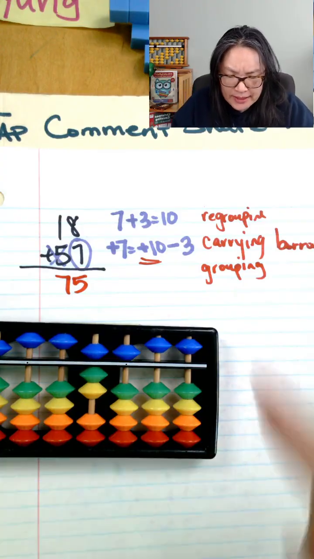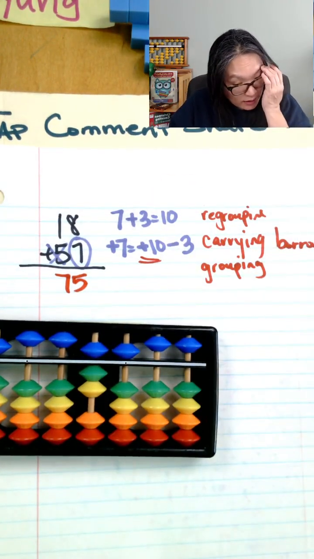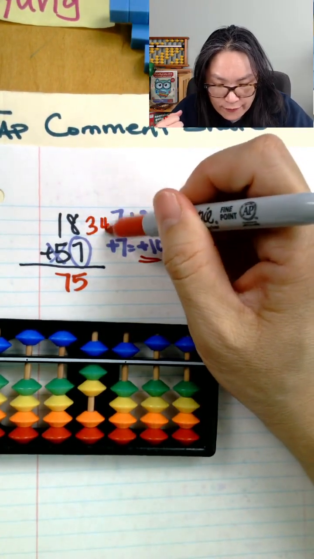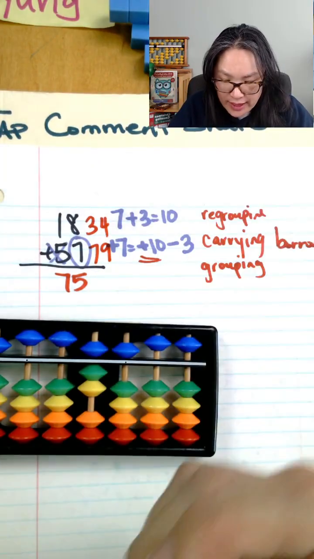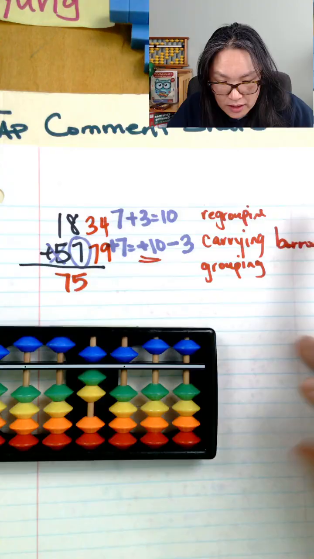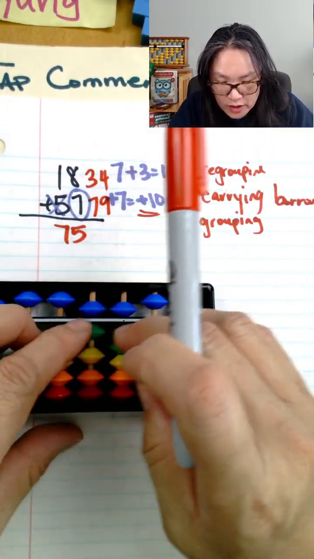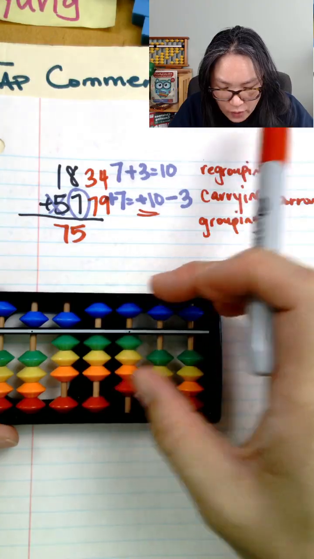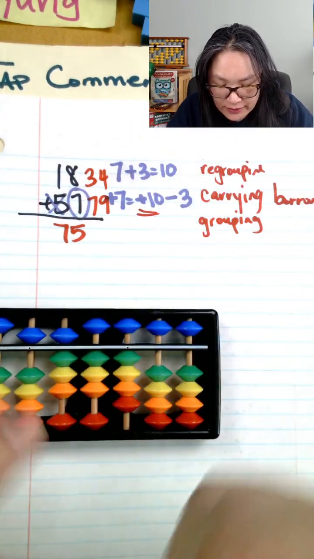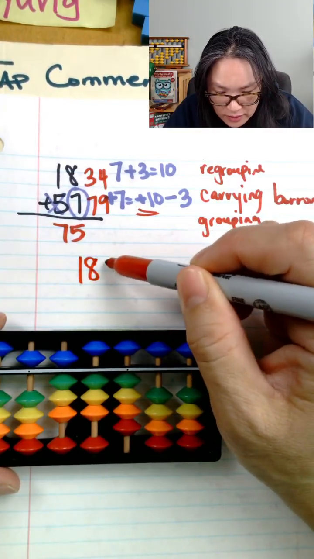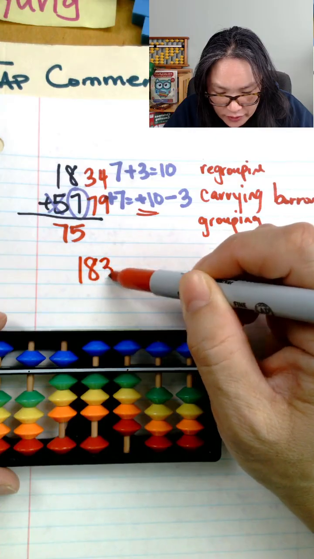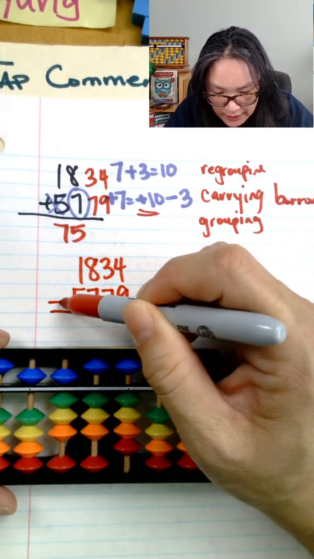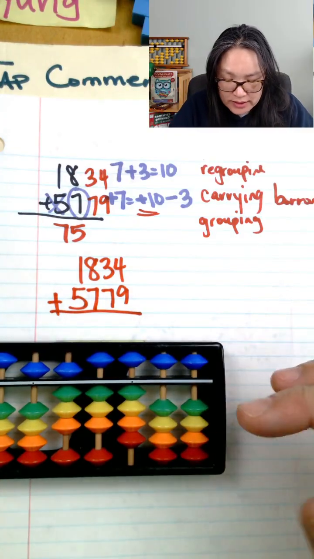Yeah, but in abacus, it's funny. That's all it is. Even if we take this one step further, right? Let's say we do 3, 4, 7, 9. Let's add some numbers so we could see, and you'll see how it just carries over. So we do 1,834 plus 5,779, right? We're only going to add because it's just easier to understand.